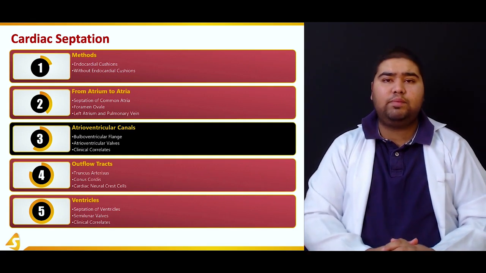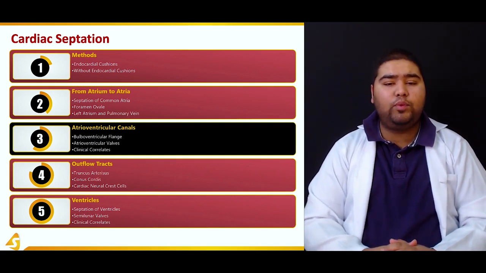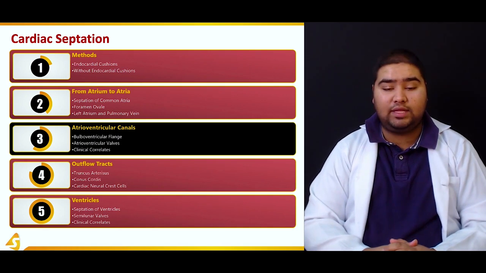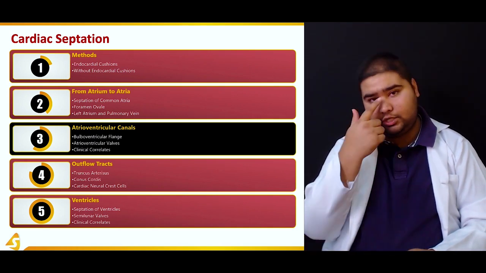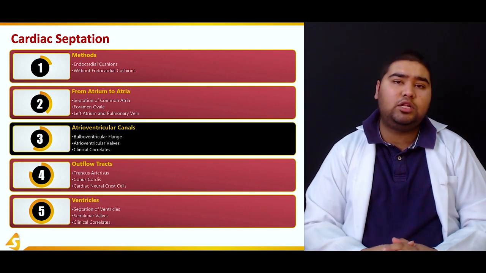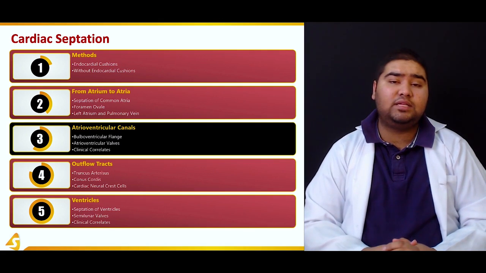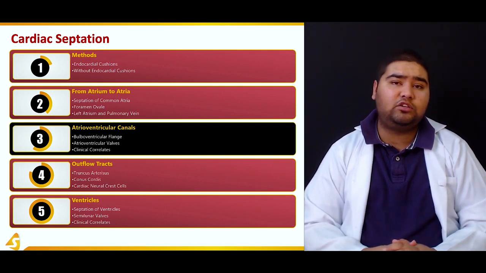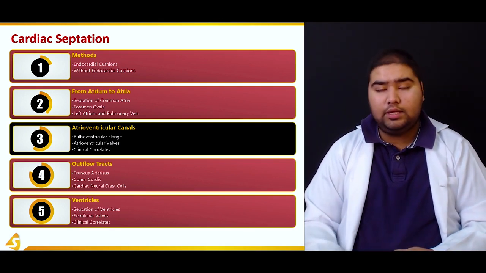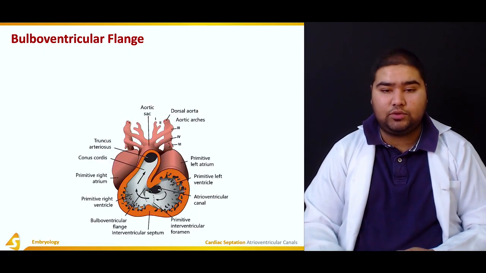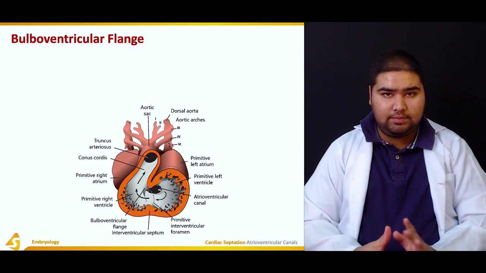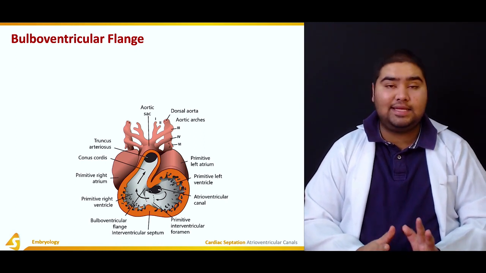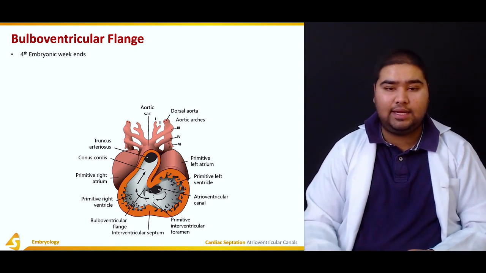In these parts, we'll be talking about the bulboventricular flank. We'll see what that is. Then we'll talk about the valves which are present in the atrioventricular region, and finally we'll talk about the clinical correlates, as in what happens if these valves or these canals are not formed properly. So now let's just dive into it. So, bulboventricular flank. I know it's a mouthful, but it's an easy concept. I hope you'll understand it.